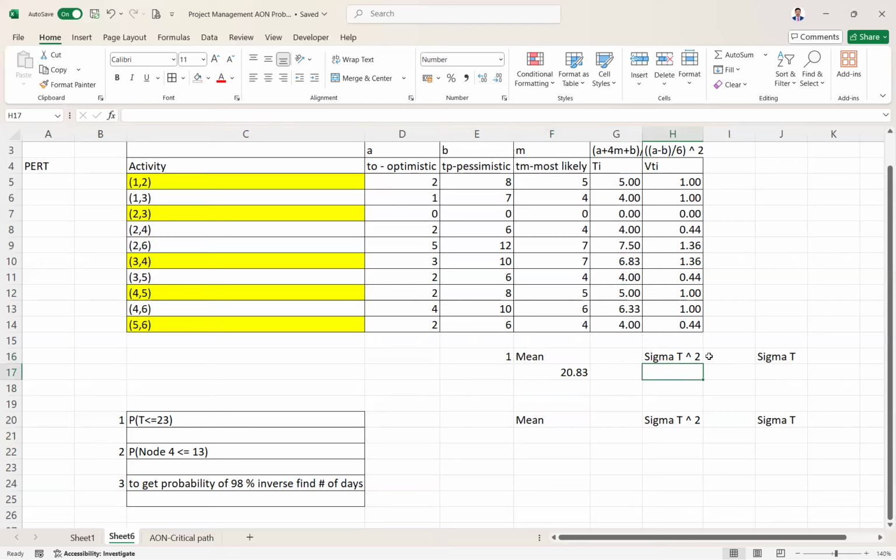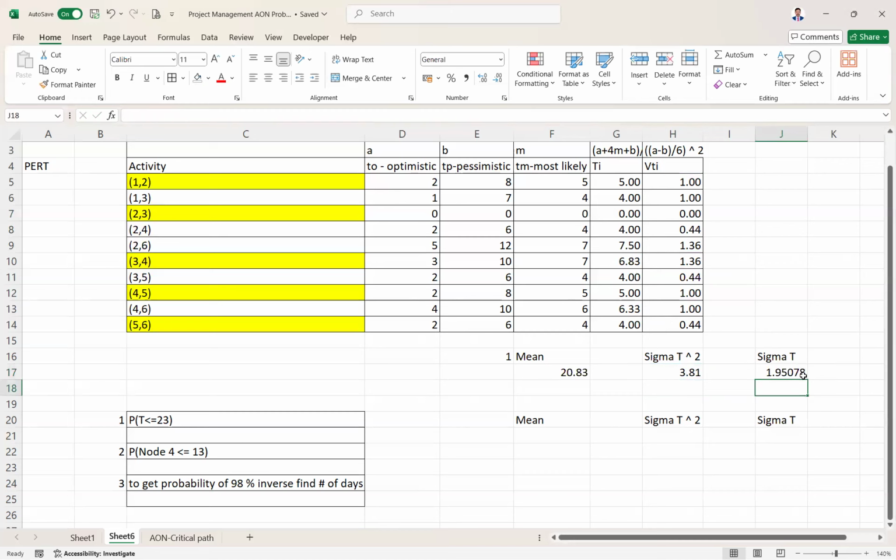Sigma t square. Why did I put t square? Because these values are squares. But we need to get only sigma because the formula takes only the sigma value. So here we will do the square root. But for here, let me just add the sum: the variance of 1-2, then the variance of 2-3, then 3-4, then 4-5, then 5-6. Then you can use math square root, or you can also use the power function. I'm using square root.